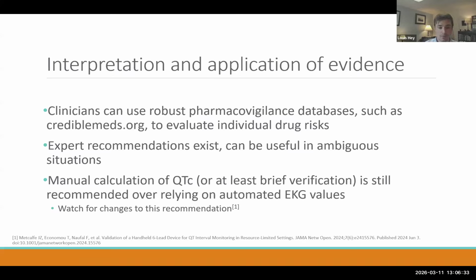Every year, people are coming up with new things. This paper that I found was an iPhone app that could automatically calculate the QT interval, and they found it did it pretty robustly. So for some reason, people seem to have less confidence in the very expensive EKG machines at the hospital. But hopefully one day that will change.